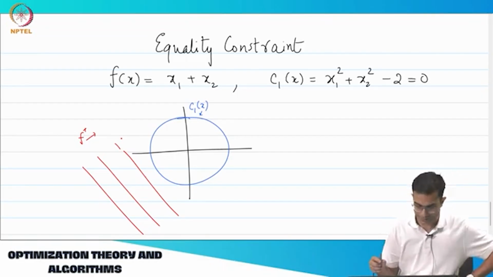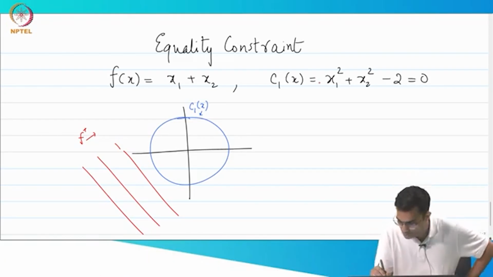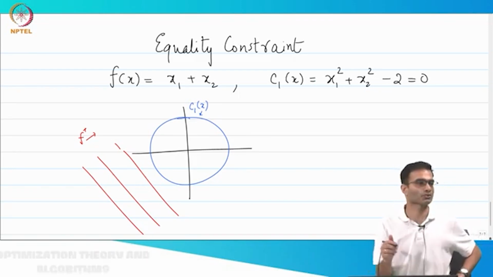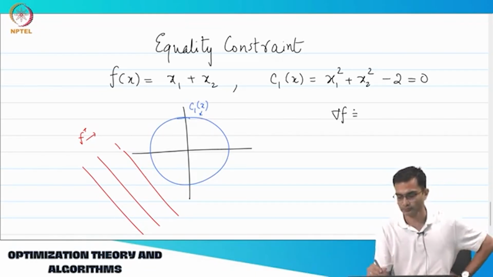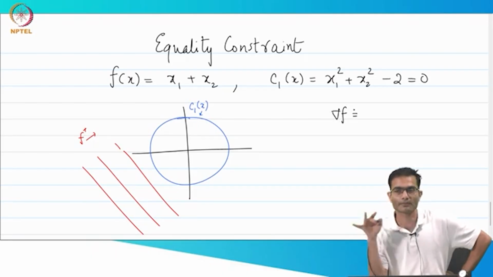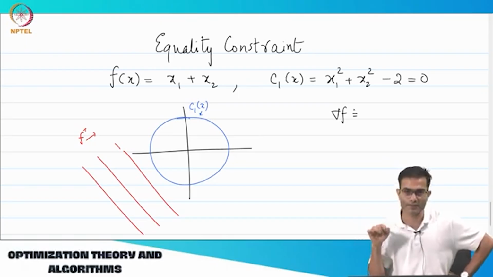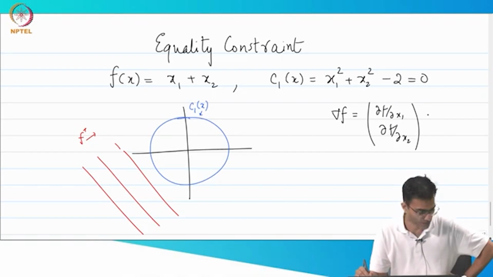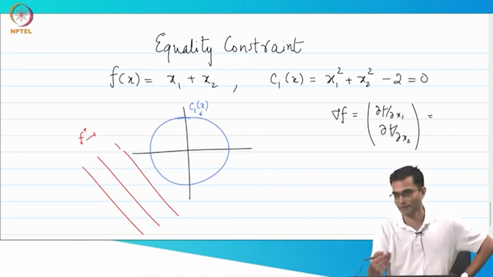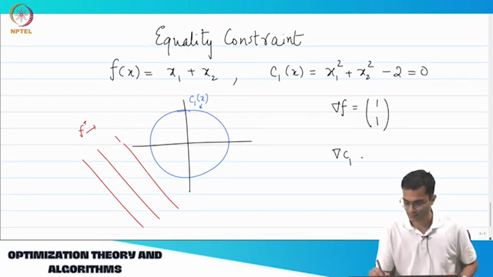Still, let us do some calculus over here to get intuition. Now let's write down a few things that we will use throughout. Calculus is the tool that we are using. What is grad f? Scalar, vector, or matrix? A vector of size 2 cross 1. Why? Because df by dx1, df by dx2. What is its value? 1, 1, since f(x) is x1 plus x2. What is grad c1?